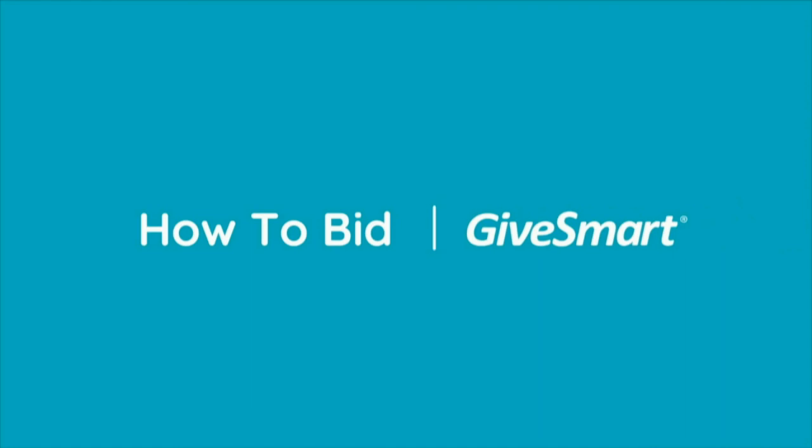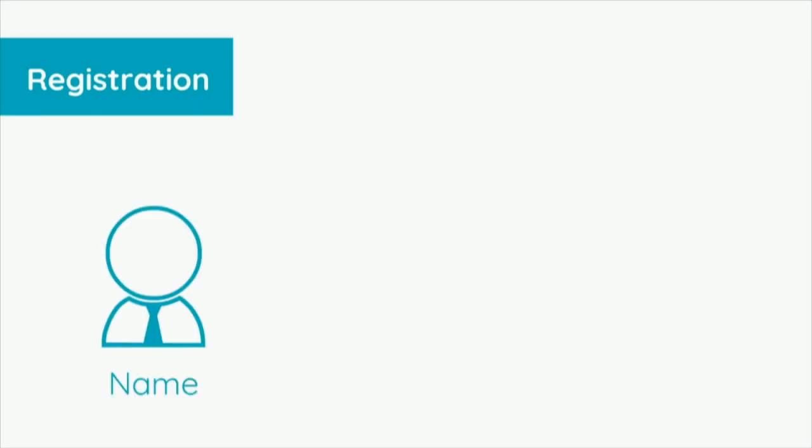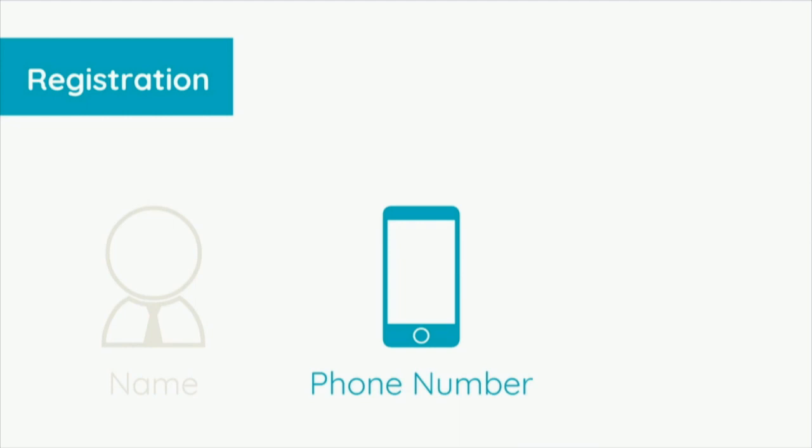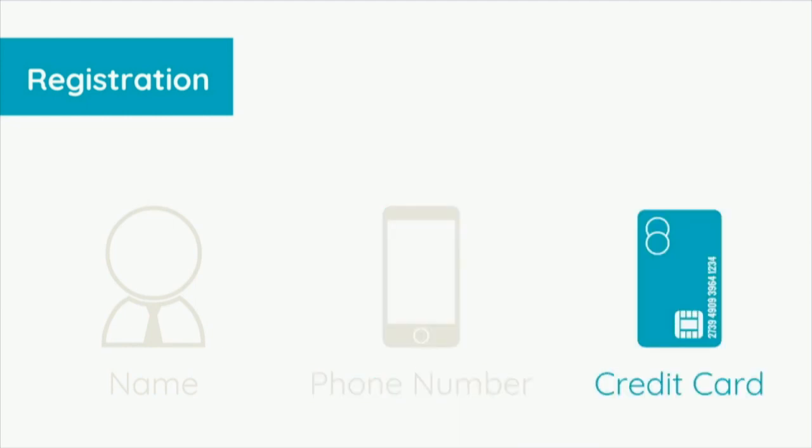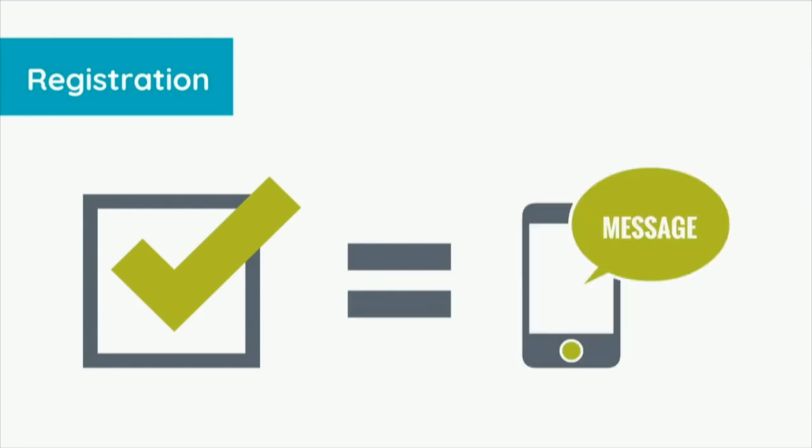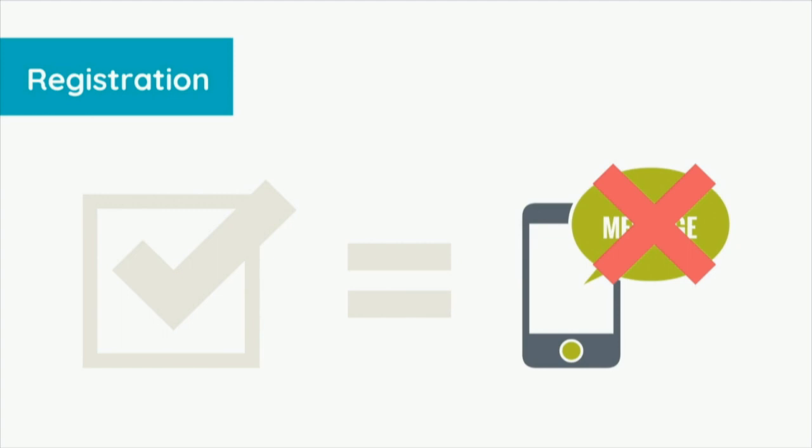with GiveSmart. In order to get started, you will need to register with GiveSmart. You'll be asked to provide your name, cell phone, and you may have the option to pre-swipe a credit card in order to expedite checkout. Once you have registered, you will receive a welcome text message which includes your personal bidding link. Be sure not to share this link with anyone else, as it is directly tied to your account.